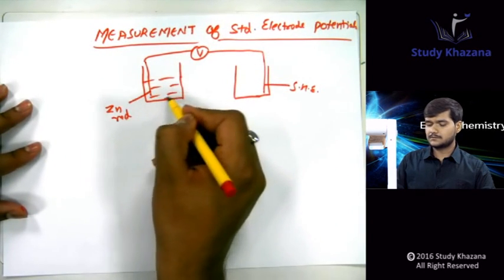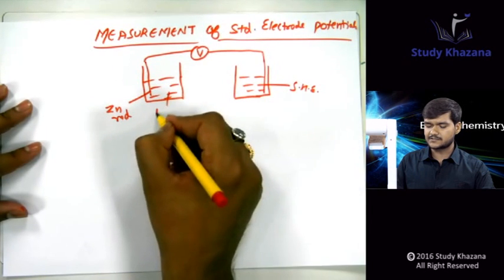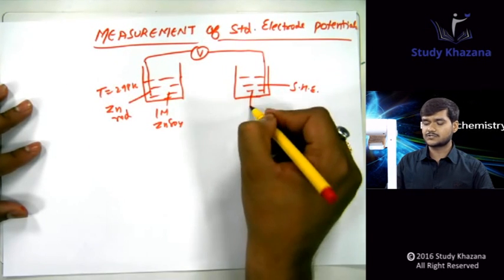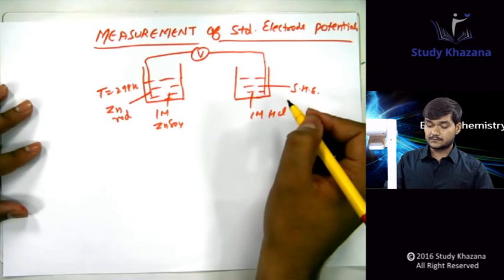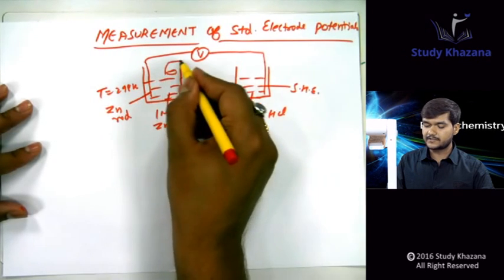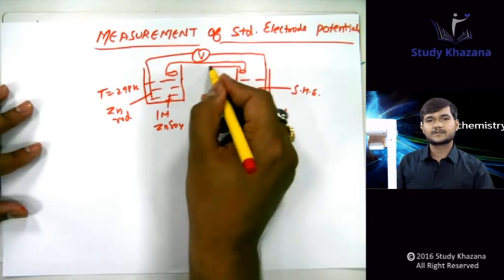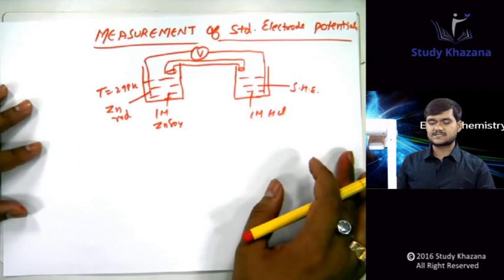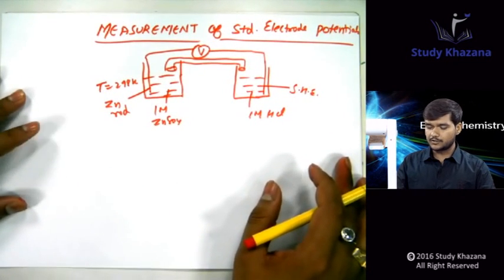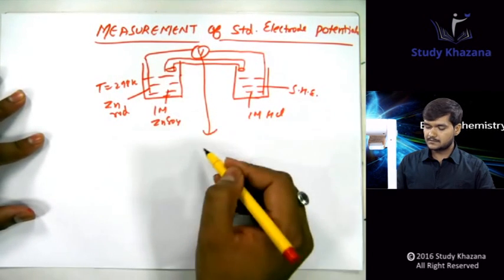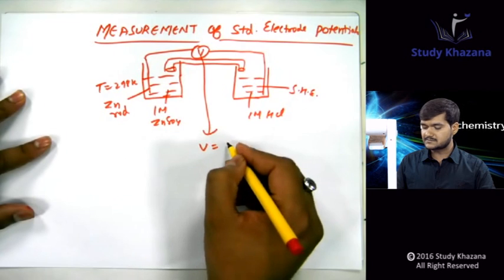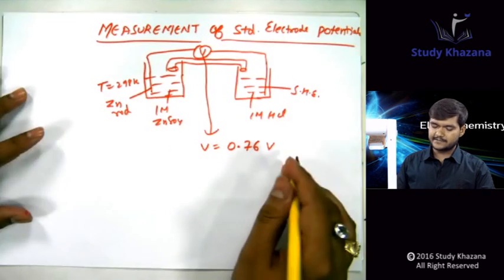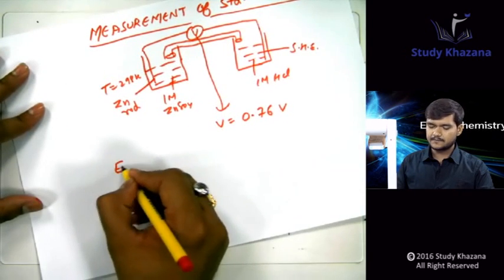Now what I have taken here is 1 molar ZnSO4, conditions are standard, temperature is maintained at 298 Kelvin, and here is 1 molar HCl solution. Very important, the salt bridge, you cannot forget, the salt bridge is there. Now when the setup is ready, the current starts flowing. The voltage in this voltmeter comes out to be 0.76 volt.